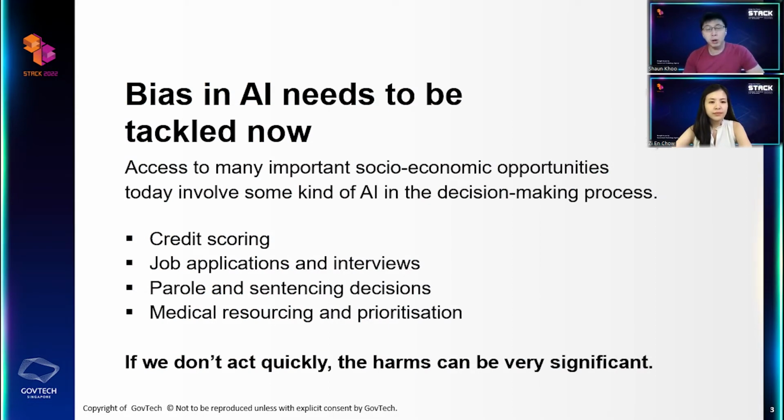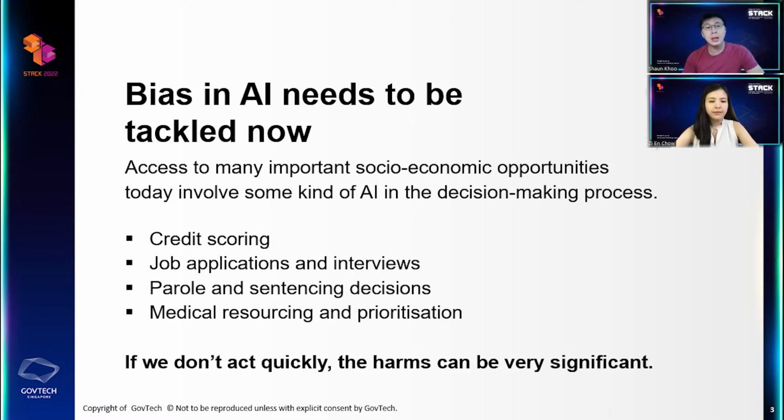Access to many important socioeconomic opportunities, like the ones we talked about in the previous slide, such as access to credit cards, to credit in general, and even your ability to be released from prison a little bit earlier due to good behavior. All of these things are important decisions, and AI is already part of that decision-making process.